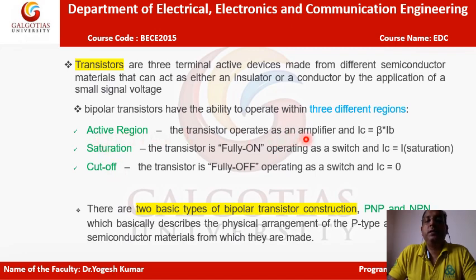In the active region, the transistor operates as an amplifier, and the collector current is equal to the current amplification gain, that is beta, times the base current. Saturation means the transistor is fully on, operating as a switch, and the collector current IC is in the saturation stage. The cutoff region is where the transistor is fully off, operating as a switch, and there is no current. There are two basic types of bipolar junction transistor: one is the NPN and the other is the PNP transistor. This basically describes the physical arrangement of the P or N type semiconductor from which they are made.